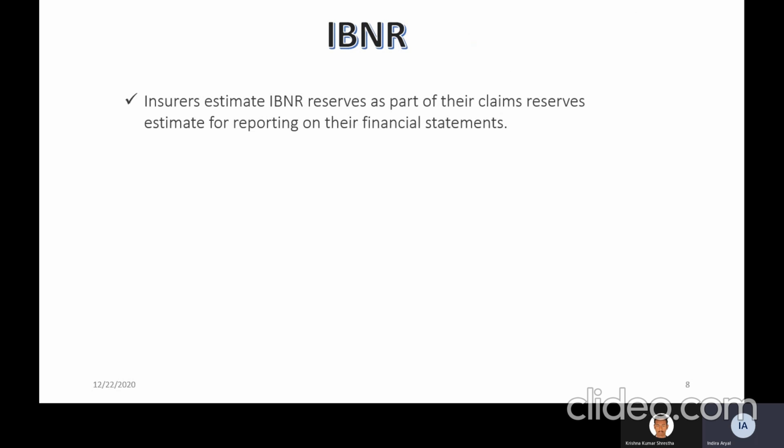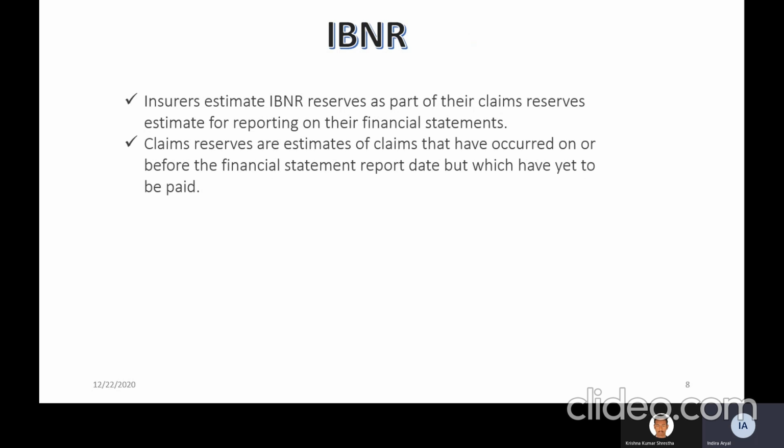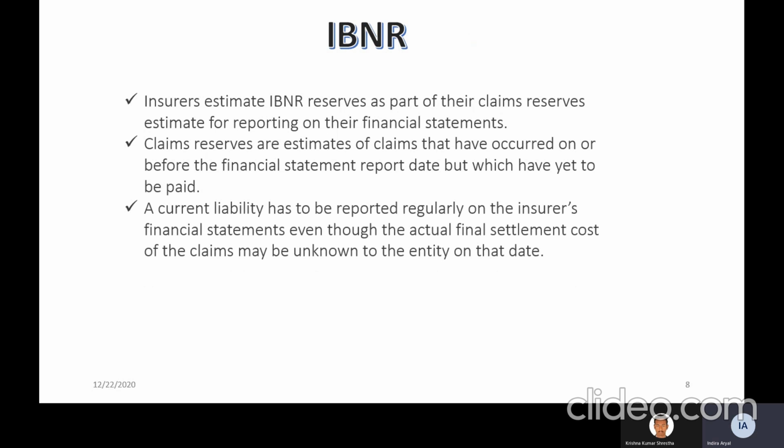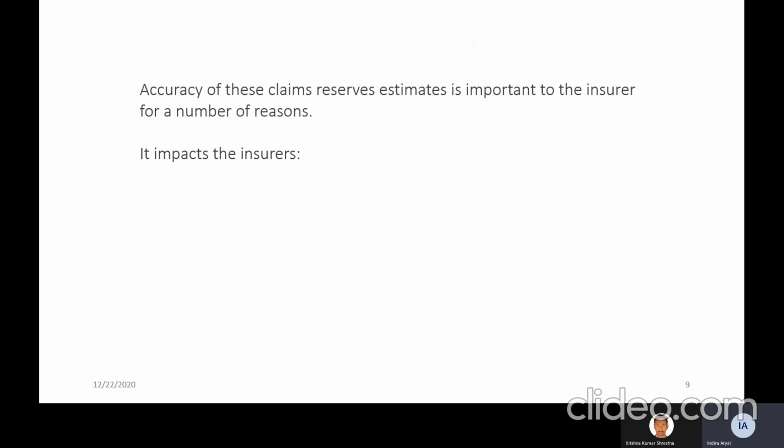IBNR: insurers estimate the IBNR reserves as part of their claim reserves estimate for reporting on their financial statements, where the claim reserves are the estimates of the claims that have occurred on or before the financial statements report date, but which have yet to be paid. Similarly, a current liability has to be reported regularly on the insurer's financial statements, even though the actual final settlement cost of the claim may be unknown to the entity on that date.